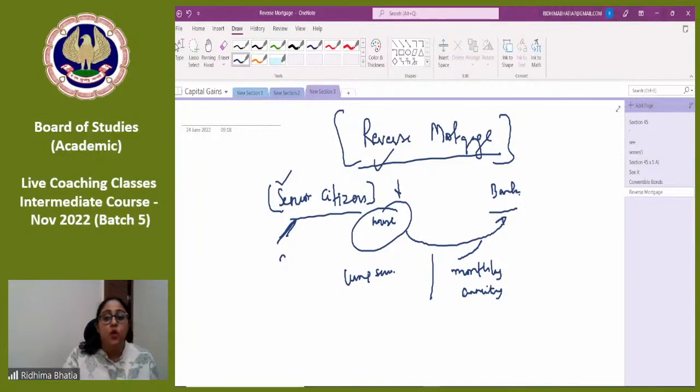Also, it is very clearly written in section 10(43) that any amount received by a senior citizen, like these monthly annuities, under the scheme of reverse mortgage would be exempt income. That means these monthly annuities they receive would also not be taxable. Clear? The house went, the lump sum came, the monthly amount came.